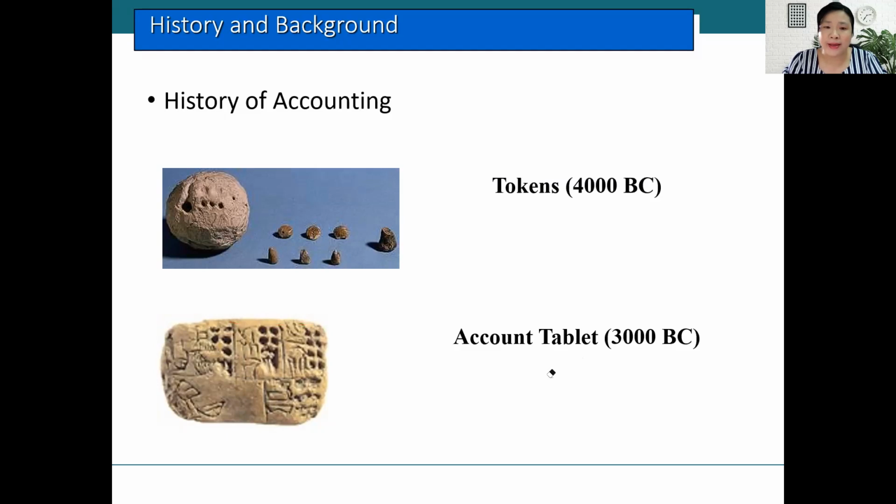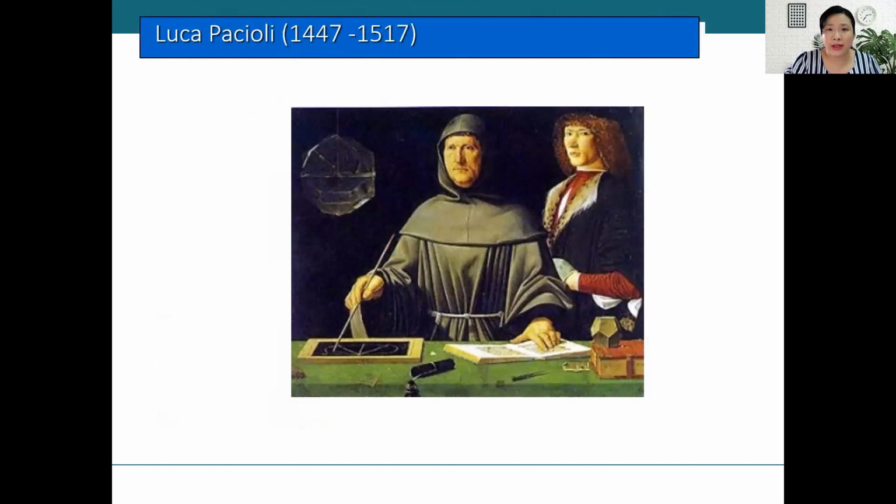So this is the account tablet. Whenever people exchanged ships or goods, they would record it in this account tablet. This is a kind of summary of transactions or a summary of the inventory that had been made. There was not a lot of development until the 15th century when a person named Luca Pacioli appeared. So this is Luca Pacioli.